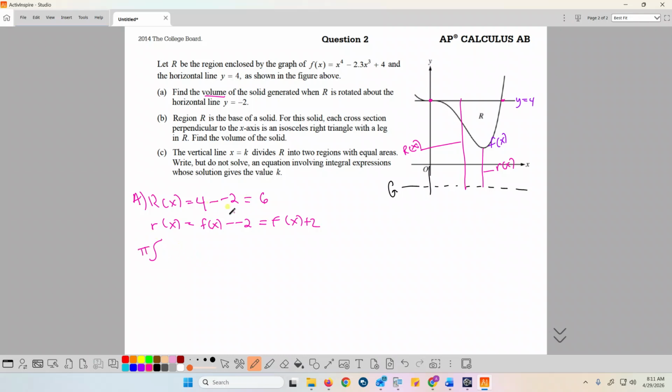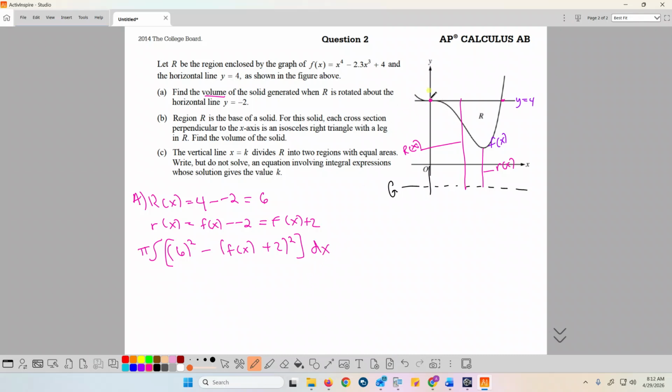We can go ahead and start plugging this stuff in. So what is this going to be? This is going to be 6, so that's the big R. It's big R squared minus little r squared. That's just f of x plus 2, and I want to square that. So that's pi r squared minus pi r squared. All I'm missing here is that dx, and of course, the limits of integration.